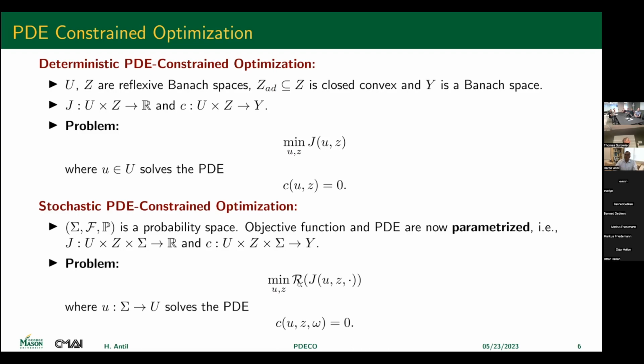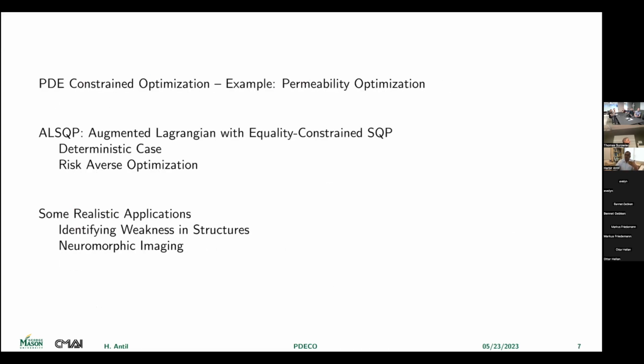So there are two sets of problems. One is a deterministic problem. One is an optimization problem under uncertainty. And the goal will be to try to solve this type of problems. I already gave you several examples, but let me give you a much more precise example. This will be related to permeability optimization. This is somewhat a classical problem, but in many ways it is not, and I will describe that shortly. Then I will discuss a very generic optimization framework called Augmented Lagrangian SQP type method to solve generic optimization problems. And then I'll come back to some of these applications that I mentioned earlier.